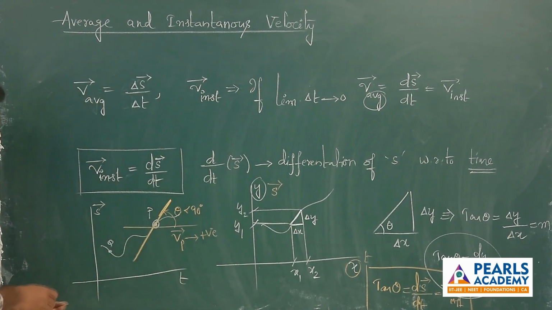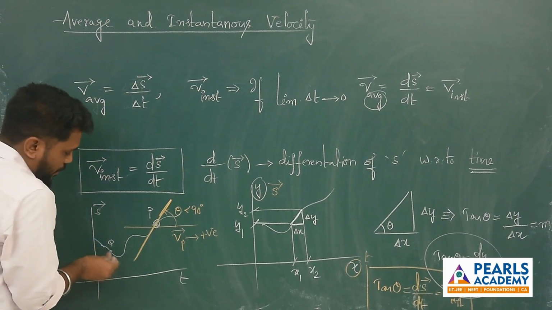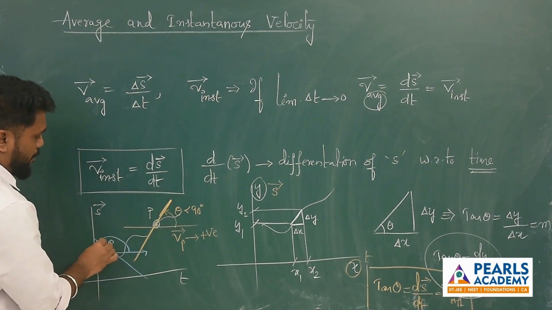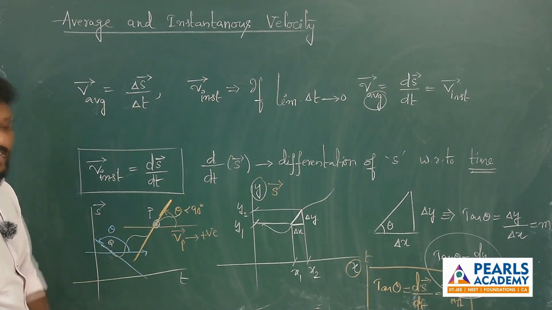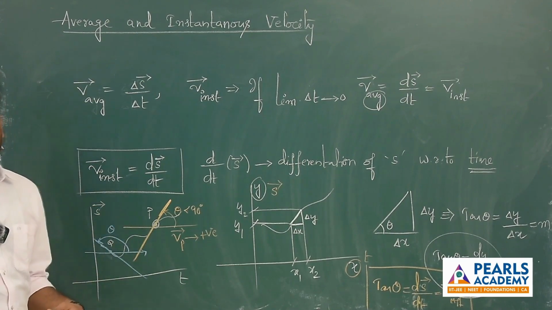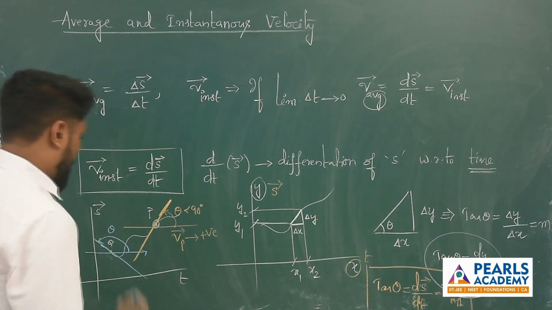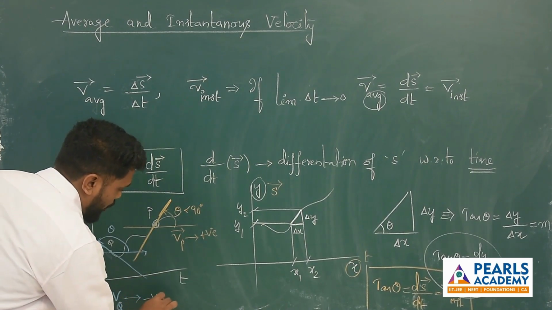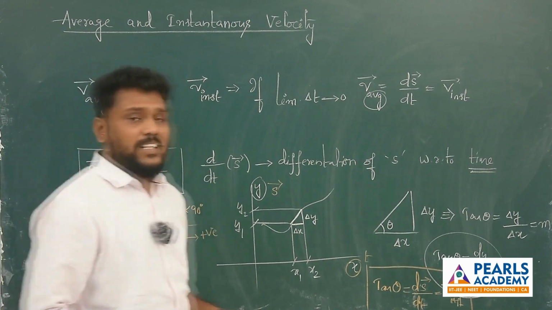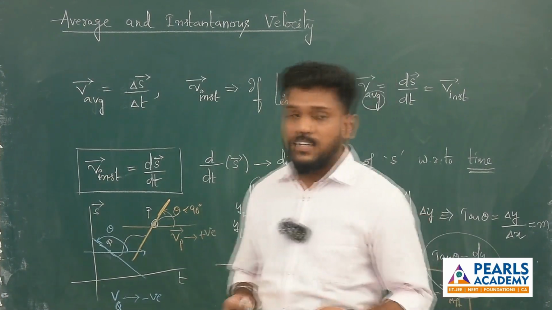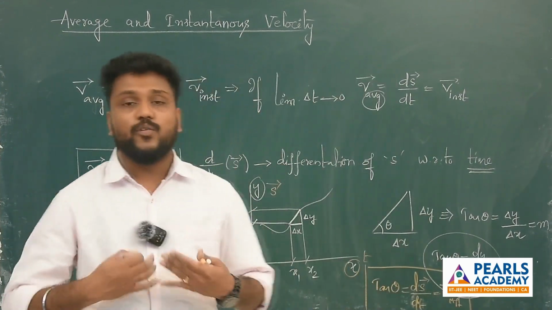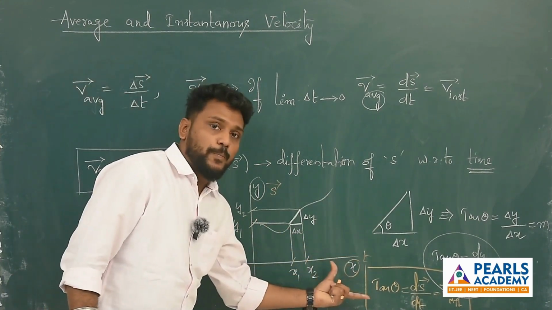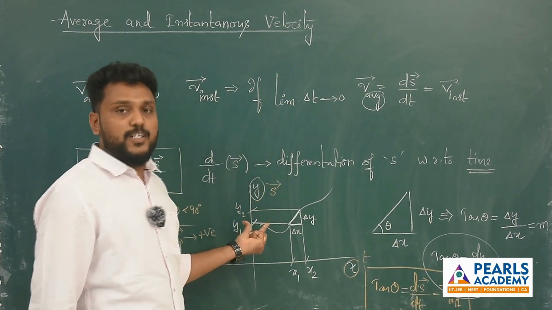And at point Q, if I want to check the nature of the velocity, I take the same tangent, and this angle is more than 90 degrees, and we know that for angles more than 90 degrees the tan theta value is negative. In that case, the velocity of the particle at Q will be negative. So we can classify the nature of velocity, whether increasing, decreasing, positive, negative or constant, by using the concept of slope in the case of instantaneous velocity.